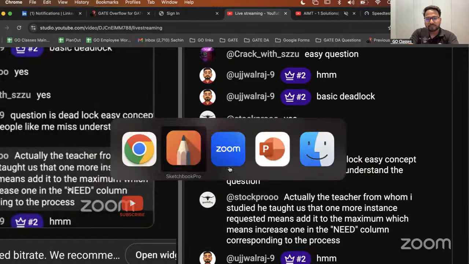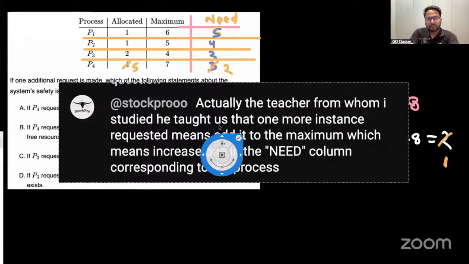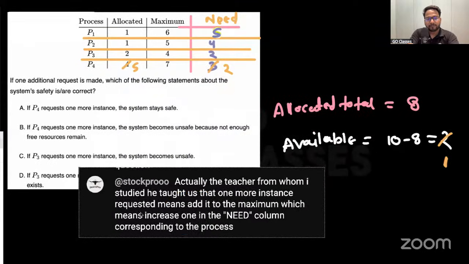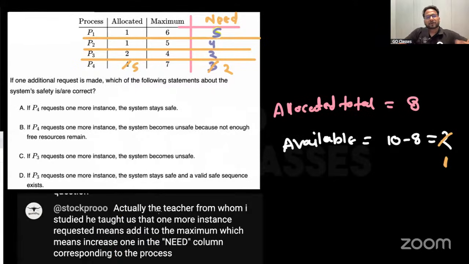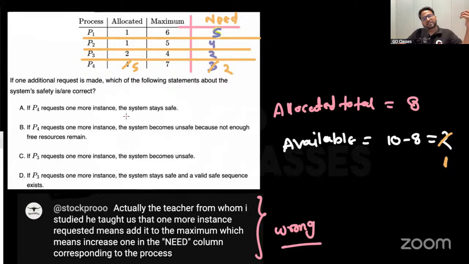I don't know the context in which the teacher has told you, but if the context is the same, then this is too much wrong. One more instance means that you are requesting, right? If you're granting, then allocated will be increased and need will be decreased. The need column will be decreased, not increased. Why will need be increasing if you're requesting one more? See, maximum is fixed. If P4 is requesting one more, then let's just assume it is allocated. That's how the banker's algorithm really works. There is no point in increasing the maximum.